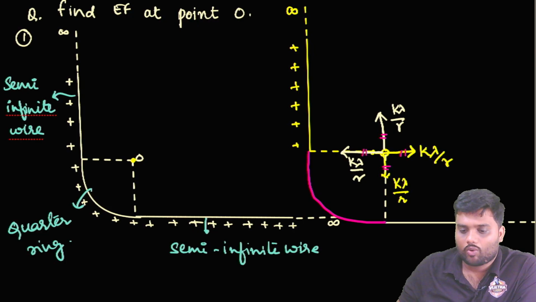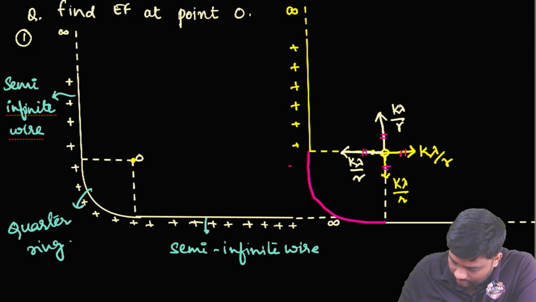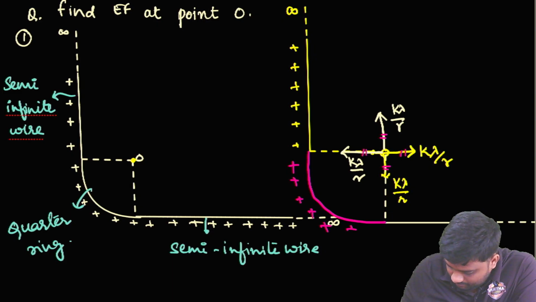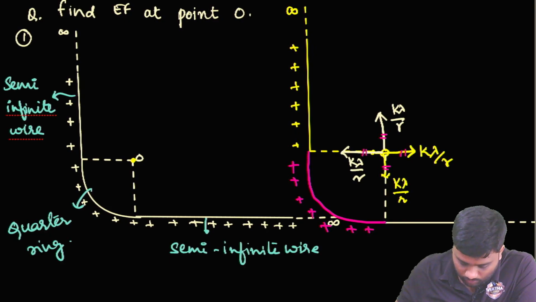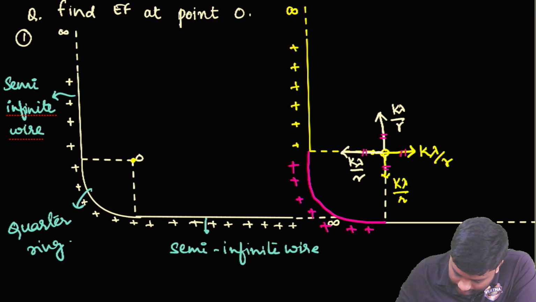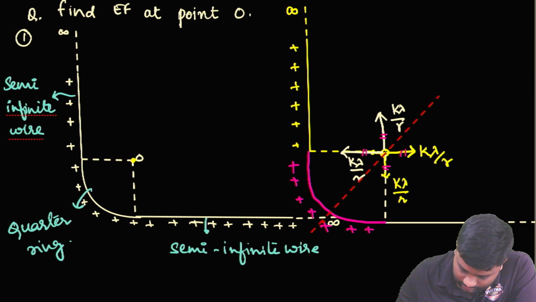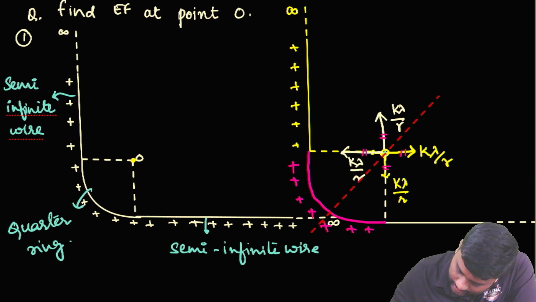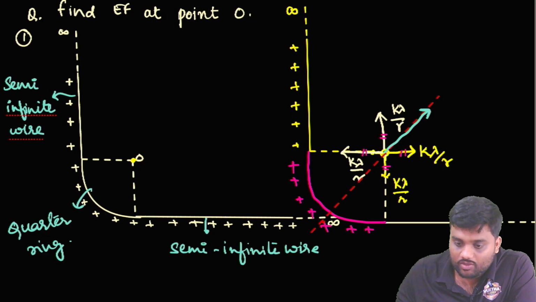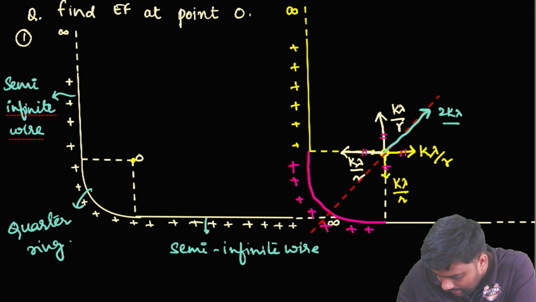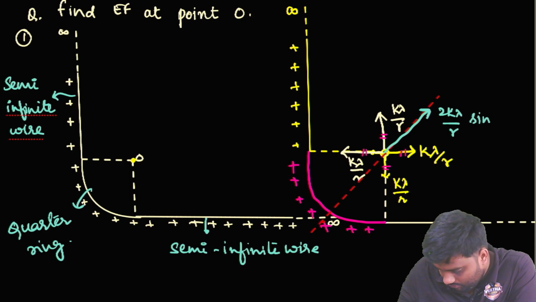Now when you are going for the quarter ring, due to this quarter ring, you are going to get electric field in which direction? Along the perpendicular bisector for this quarter ring you are going to get the electric field. What is that equal to? On this line the electric field is equal to 2k lambda by r sine of 90 by 2.